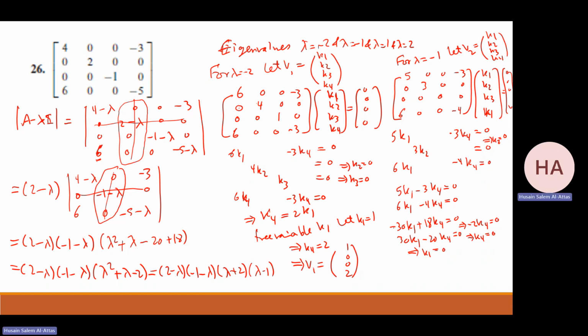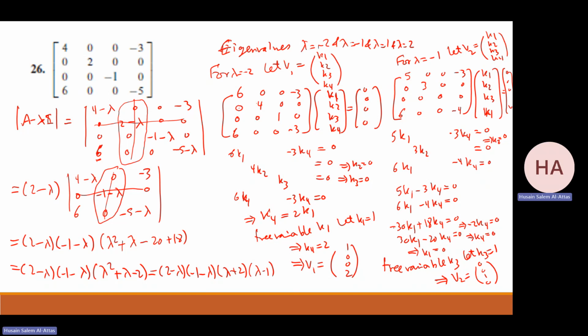What is my free variables? There's no restriction in k3. So k3 is my free variable. So I let k3 to be 1. So it is my v2. Everything 0 except k3. That will be my v2. Okay. Now let me move to the next one.